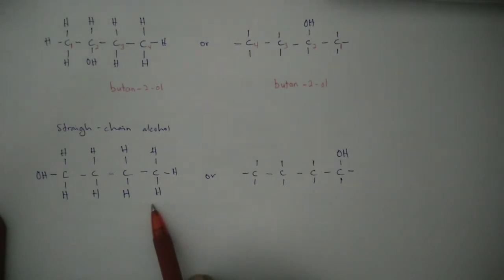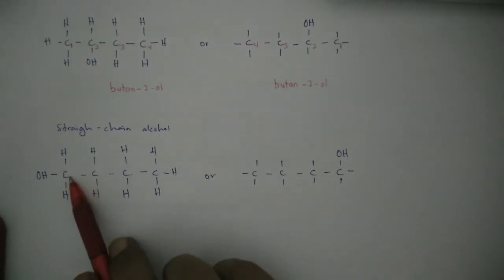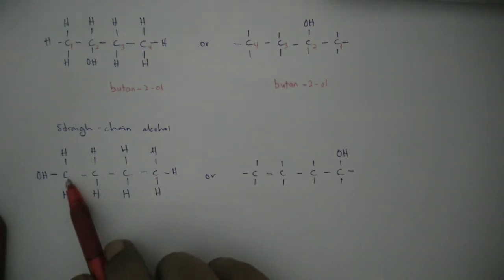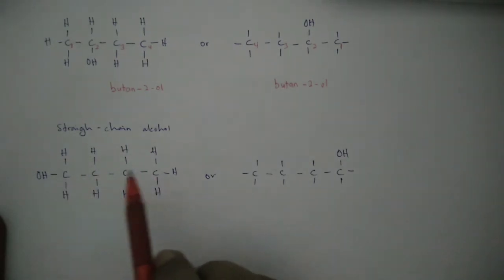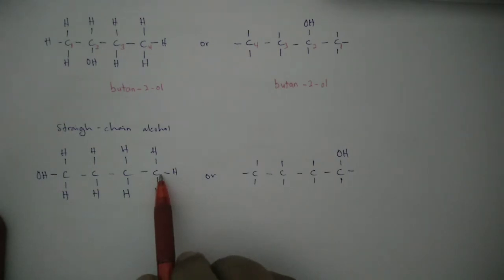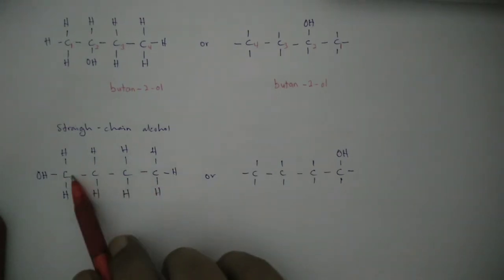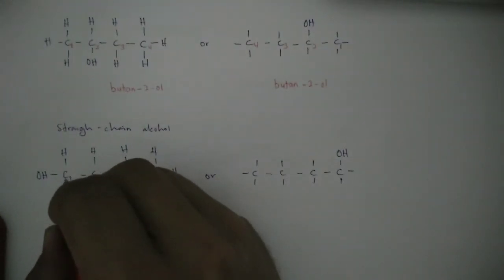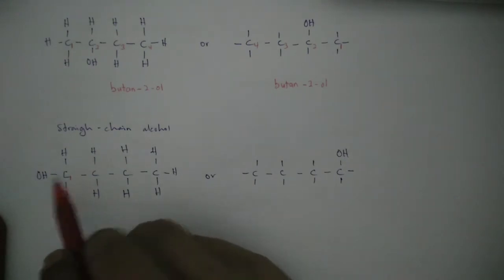First, number the carbon atoms in this straight chain beginning at the end nearer to the hydroxyl group. Carbon number 1, carbon number 2, carbon number 3, carbon number 4. The position of the hydroxyl group is at carbon number 1. When we number from here, carbon number 1, 2, 3, 4, the position of the hydroxyl group is at carbon number 4. So here is the nearer carbon atom to the hydroxyl group.